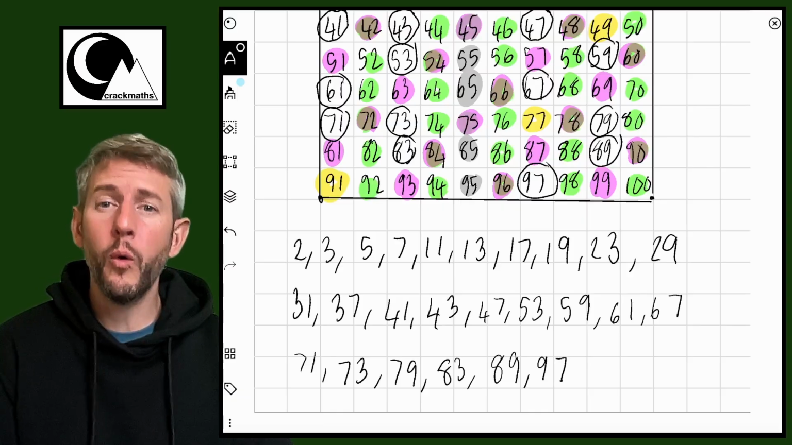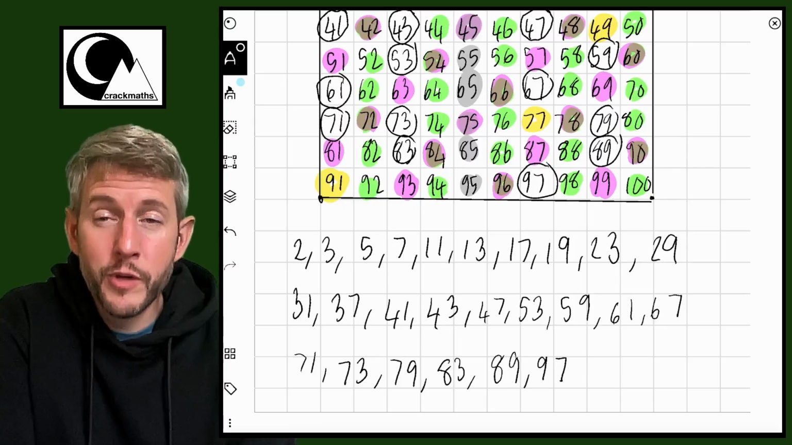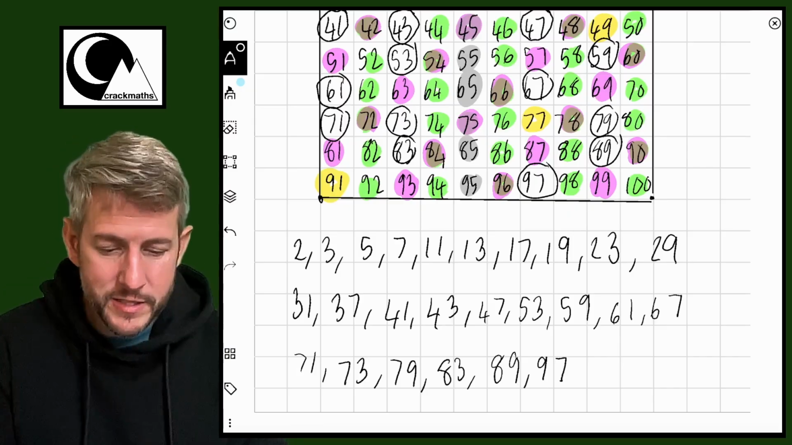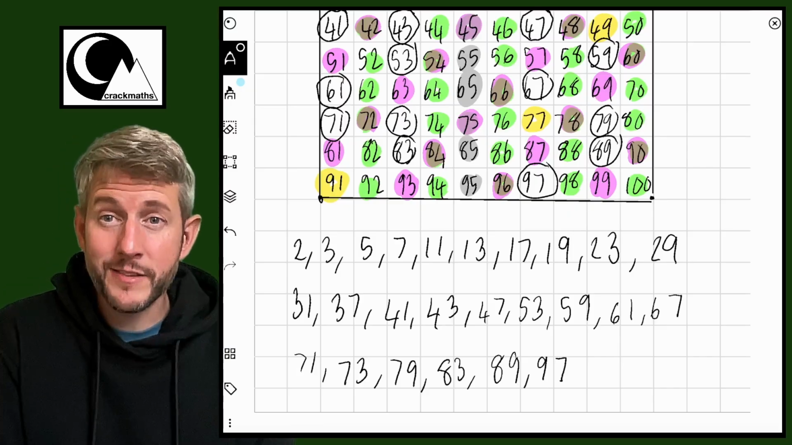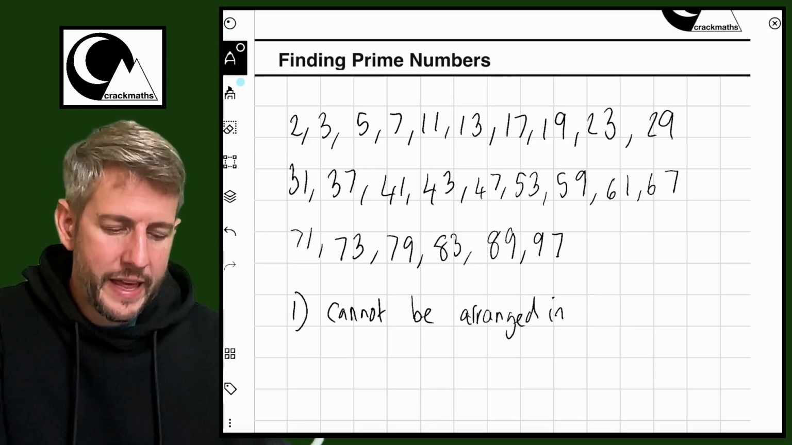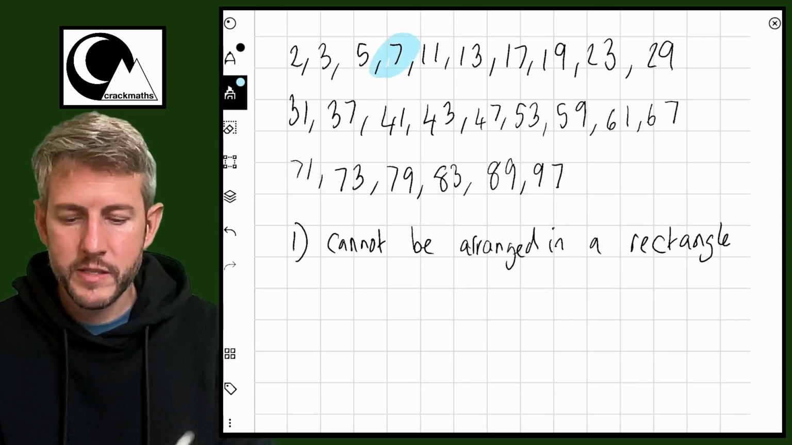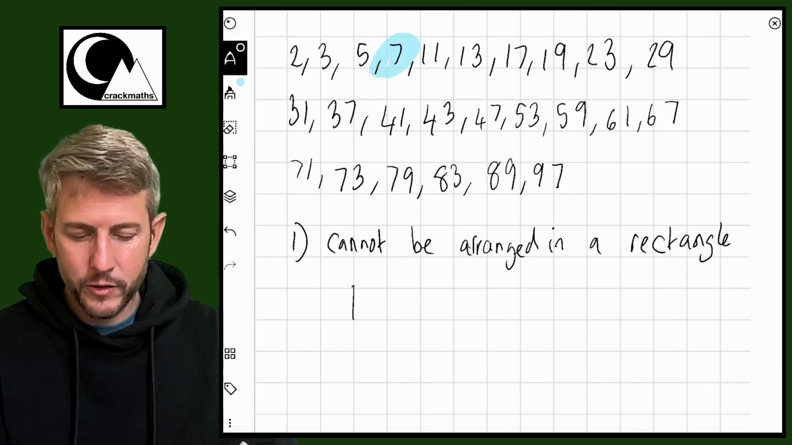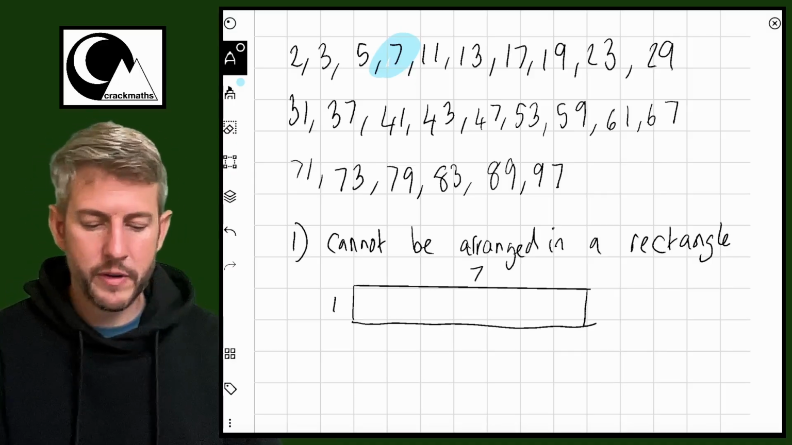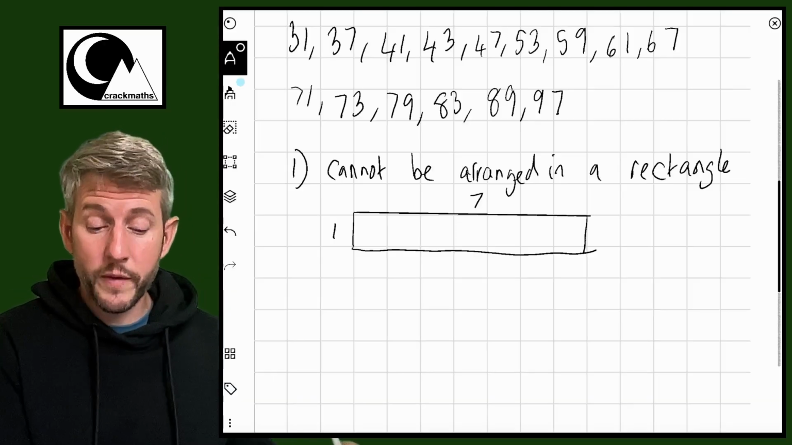Now, remember, all of these numbers can only be made by doing 1 times themselves, okay? So none of these numbers have any factors other than 1 and themselves. So let's have a look at what that means. Well, number 1, it means cannot be arranged in a rectangle. Let's have a look at this with one of the smaller prime numbers. Let's take 7. So if I have 7, I can make a rectangle with 7 squares in it by doing 1 times 7. 1, 7. But that is going to be the only way I can make a rectangle with 7 squares in it.